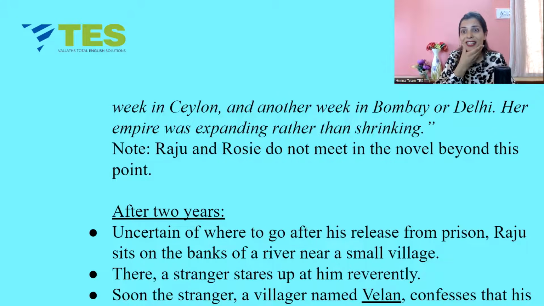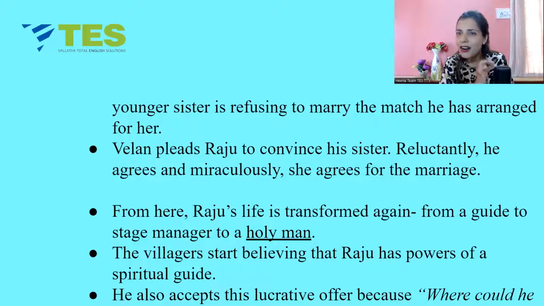Raju is like, oh God, is it my beard or what? Is there some problem in me? Why is he doing like this? Soon the stranger, a villager named Velen, confesses that his younger sister is refusing to marry the match he has arranged for her. And Velen pleads Raju to convince his sister. Reluctantly, he agrees, and miraculously, she agrees for the marriage.